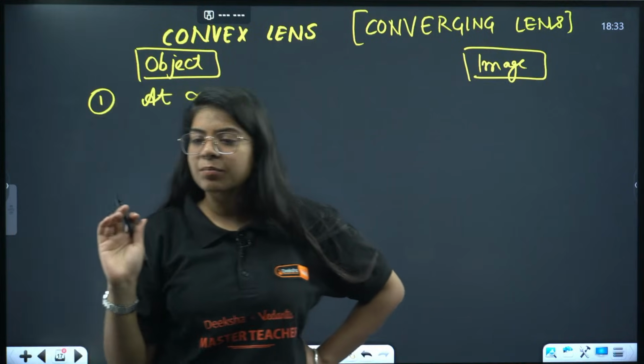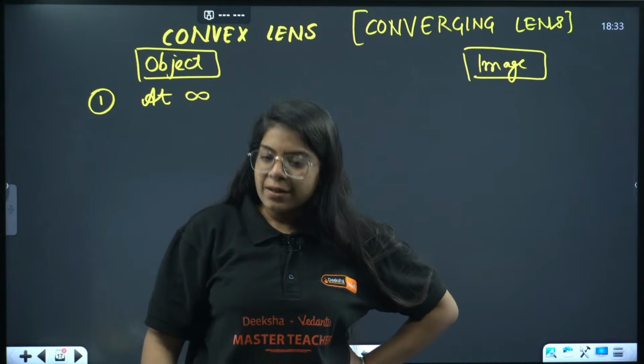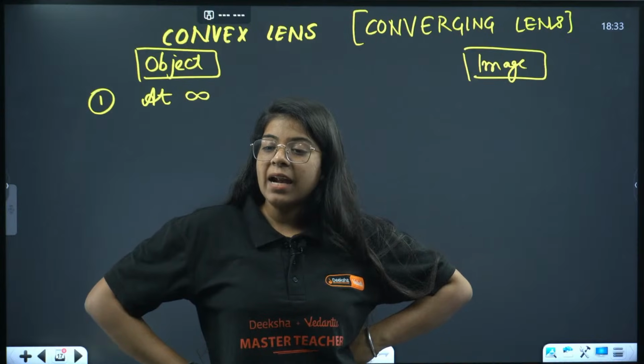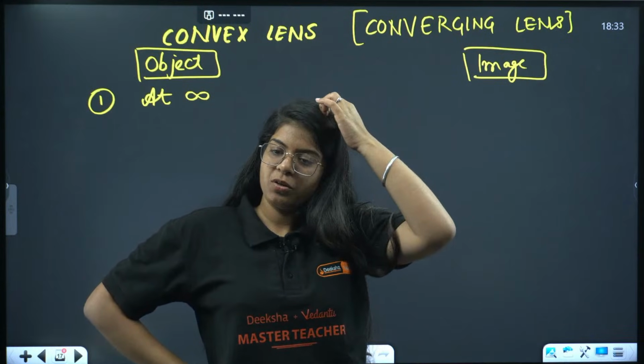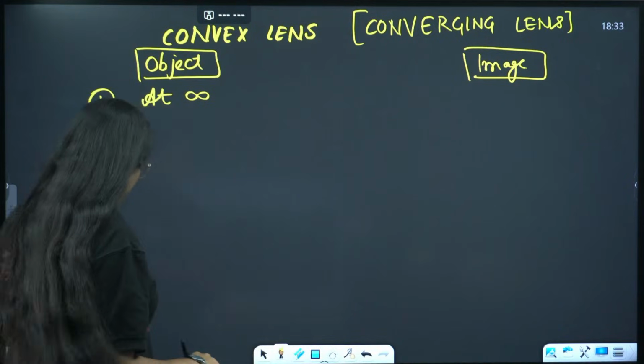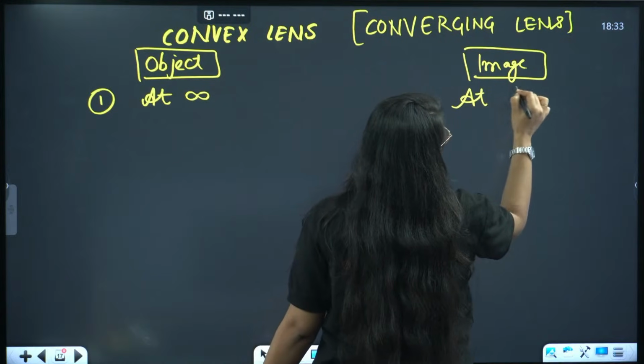Concave mirror is similar to convex lens. Very good, Satyam. In first case, the image is formed at f2. It is real and inverted and extremely diminished. Okay, very good. Exactly, so the image will be at f2.